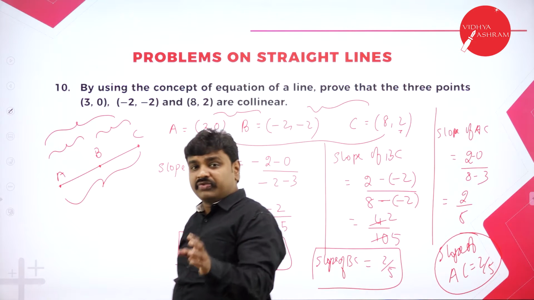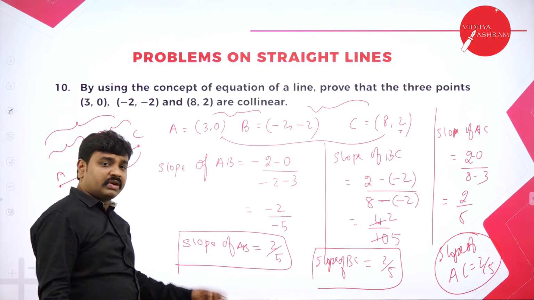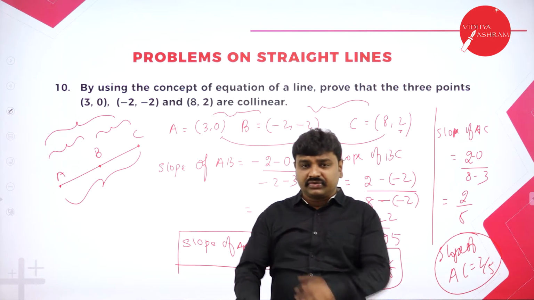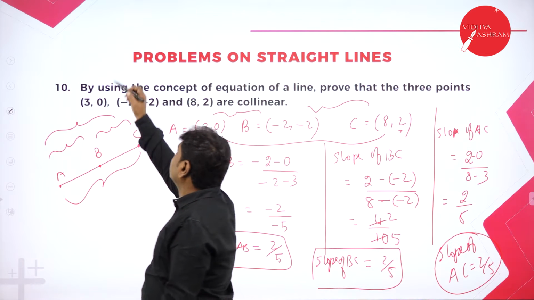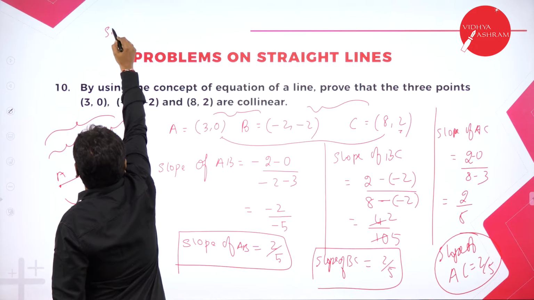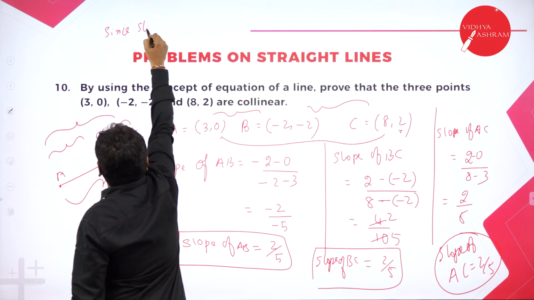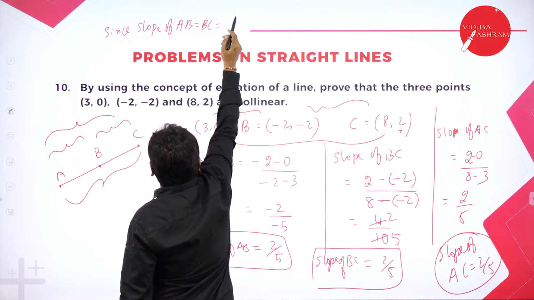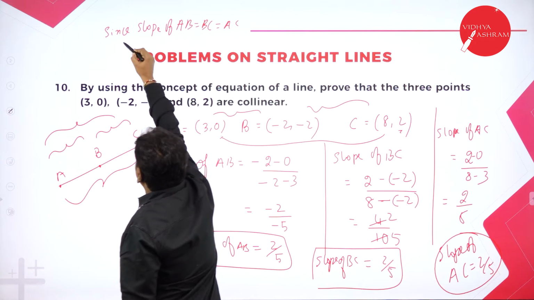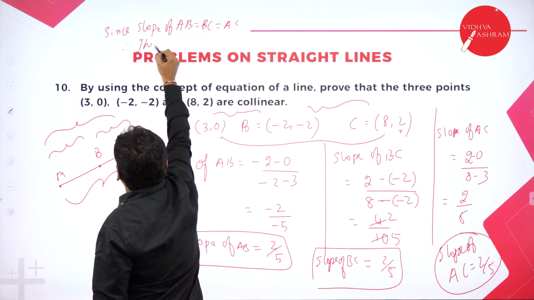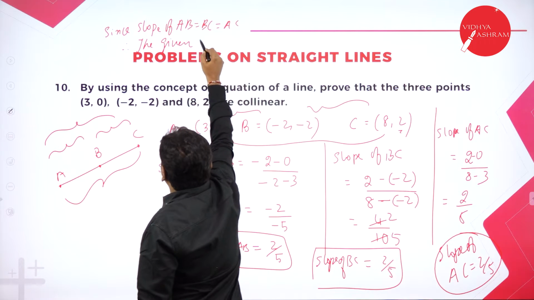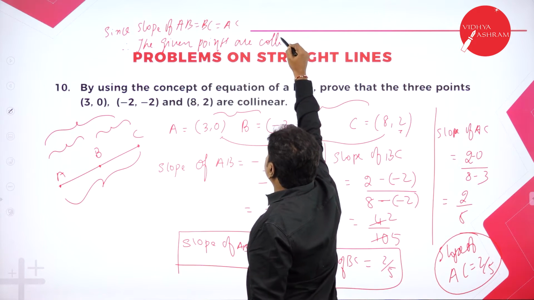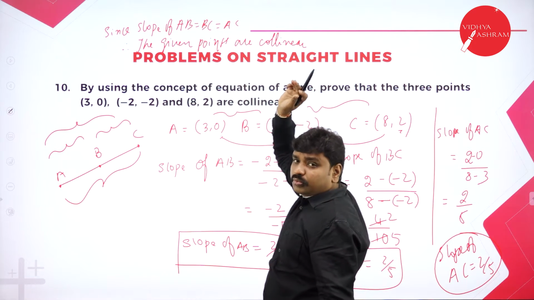See, now we got the slope of AB. What is the slope of AB? 2 by 5. What is the slope of BC? 2 by 5. What is the slope of AC? 2 by 5. They have the same slope, which means they are on the same line. Since the slope of AB is the same as BC and equal to AC, therefore the given points, which we named A, B, C, what is the conclusion? They are collinear. This is one of the methods to prove collinearity.